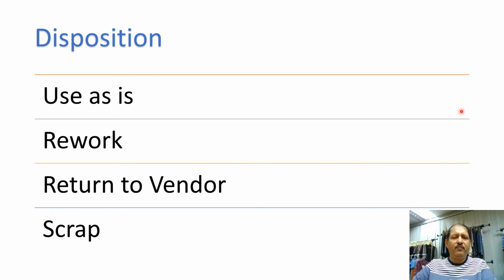Return to vendor. Return to vendor is basically, if the customer is paying us for a good quality product, definitely we are paying our vendors, our suppliers, for good quality raw material. So if something is wrong, why should we take the headache? If it is wrong, it has defects, okay, call the supplier and just give it back to him. Mostly this happens in the case of raw material.